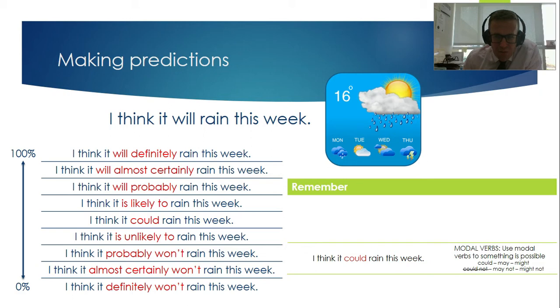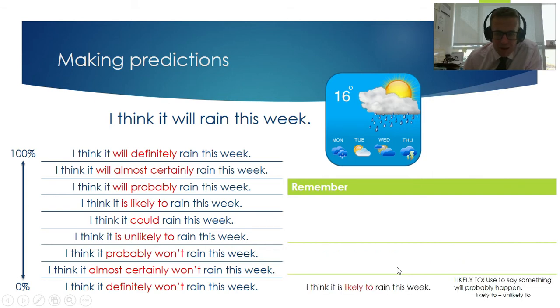We use a modal verb like could to say it's in the middle, it's possible. You could also substitute may. I think it may rain this week. I think it might rain this week. But for negative, we don't say could not, because it's not possible. But we say might not and may not.